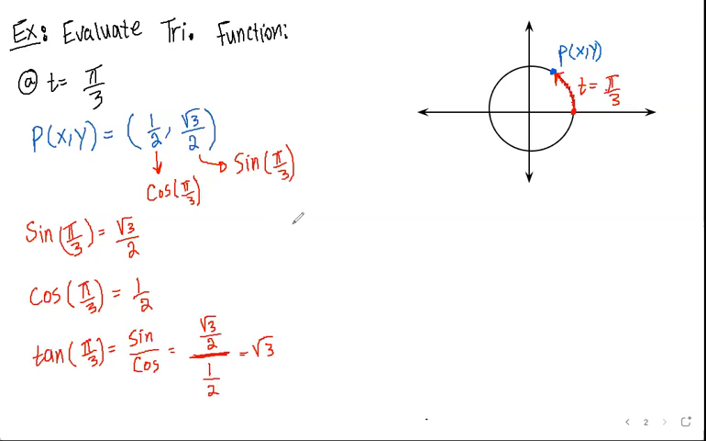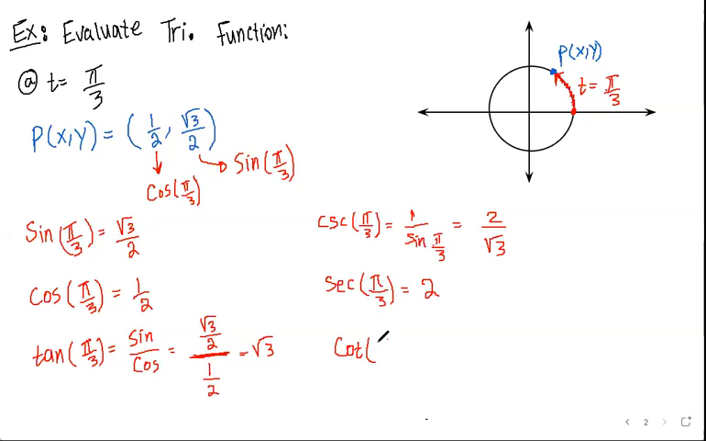Sine, cosine, tan, and cosecant of pi over 3 is equal to 1 over sine of pi over 3. The reciprocal of the sine is 2 over square root of 3. Now secant of pi over 3 is the reciprocal of cosine, which is 2. Now cotan of pi over 3 is the reciprocal of tan, which is 1 over square root of 3.